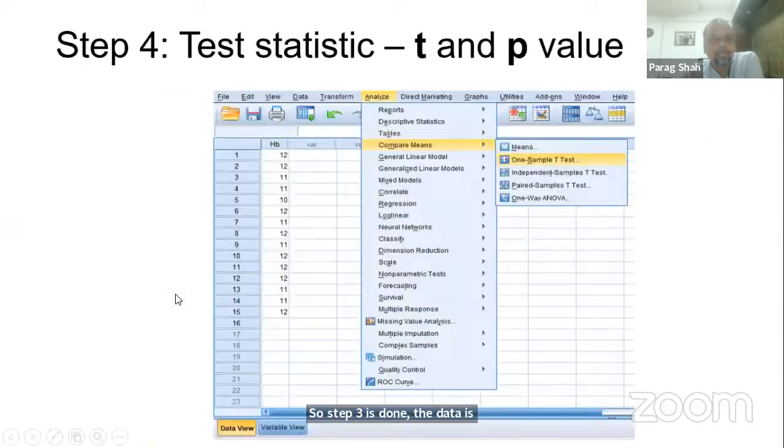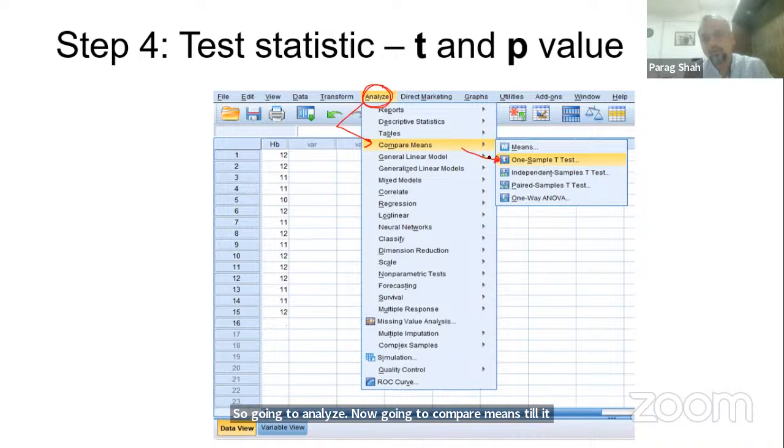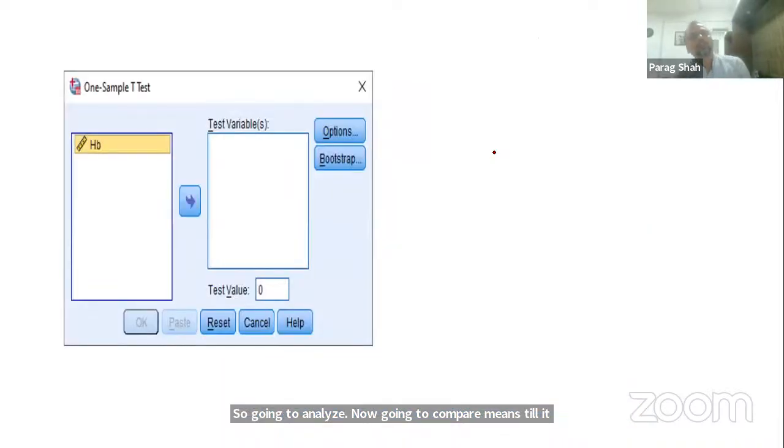Step 4, what to do? Take statistics and p-value. So go into analyze. Now go into compare means. Still it is one sample, so go for one sample. What was our parameter? Hemoglobin. What was our decision variable? Hemoglobin. Take it over here.